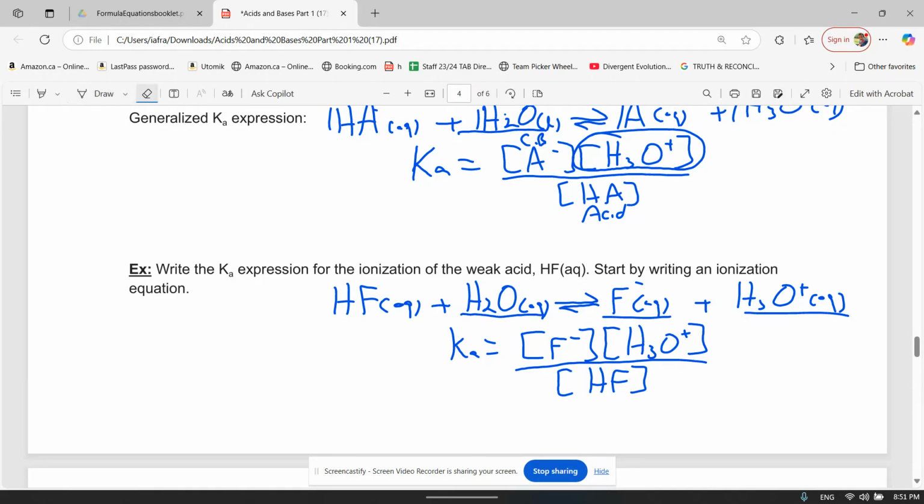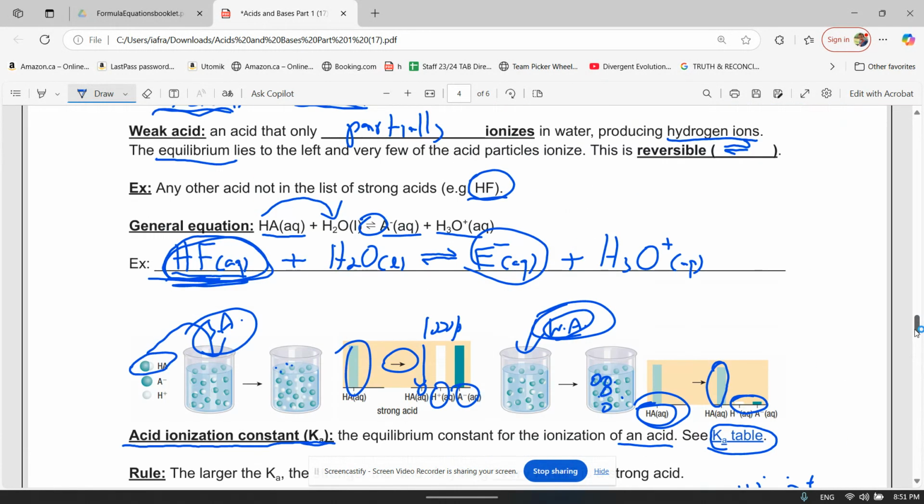And actually, there I made a mistake. You probably noticed as you were doing the problem that water is not aqueous, water is simply liquid. So in both these circumstances, I did not include water, and that's because water is a liquid, so its concentration is not a thing, it's constant, which means you don't include it in your equilibrium expressions. So we do not include water in the Ka expressions.